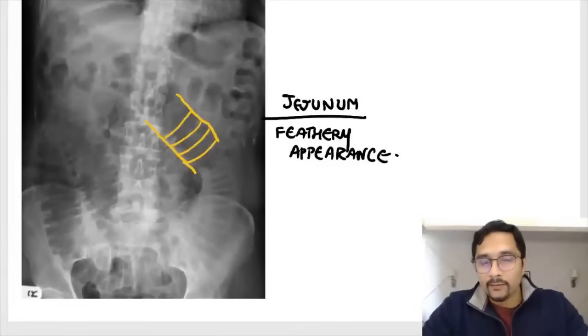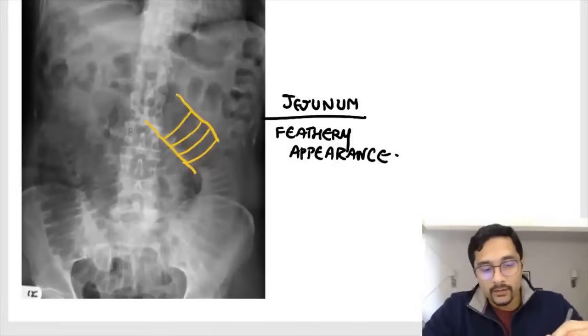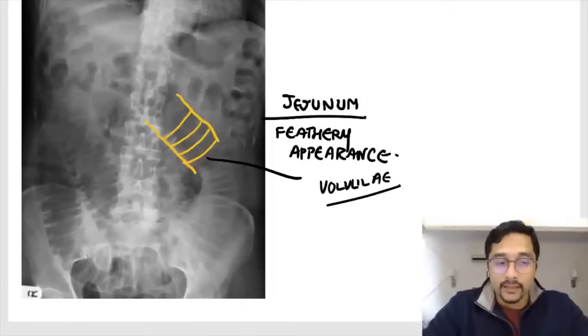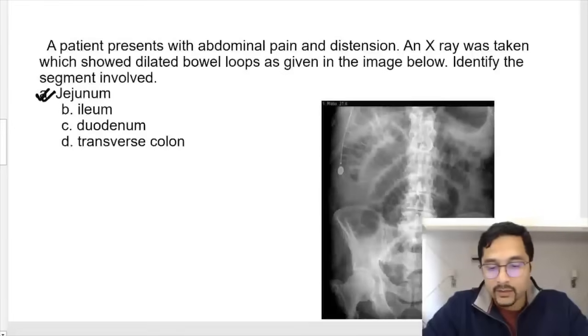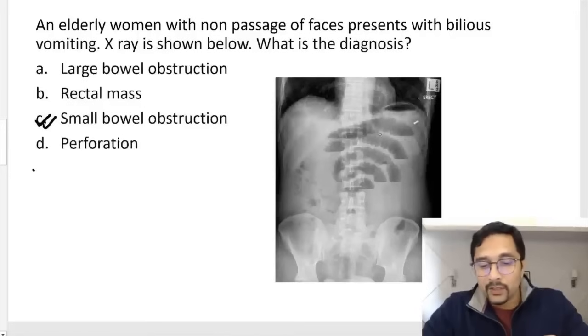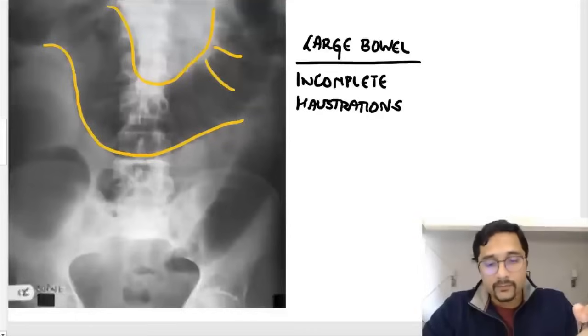The supine film tells us about the site. Jejunum will have a feathery appearance. You can see that there are complete valvulae. These are known as complete valvulae, which extend from one wall to the other, and you will get a feathery appearance. That is why in this question, you can see we had marked jejunum because of the feathery appearance. Similarly, you can see complete valvulae here as well. That is why we are calling it small bowel obstruction.